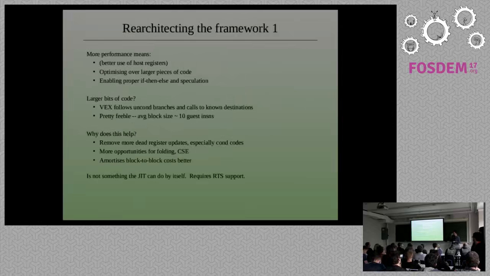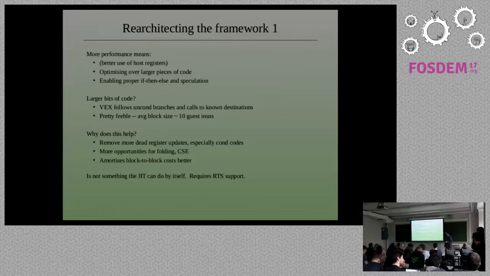What can we do to improve performance? So we talked a bit about improving the use of registers. I won't go over that. In dynamic instrumentation and dynamic compilation systems in general, there's basically two tricks you could do. One is to deal with larger pieces of code. Here we are dealing with very small blocks of machine code, like 8, 10, 12 instructions on average, really not very much, even though VEX does try and follow branches through the machine code when it can.